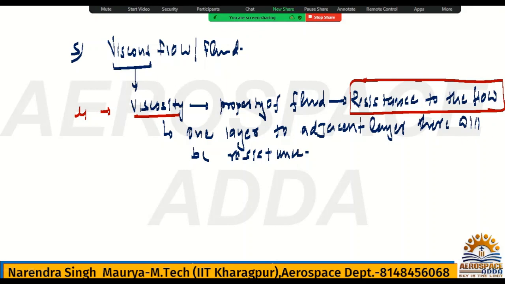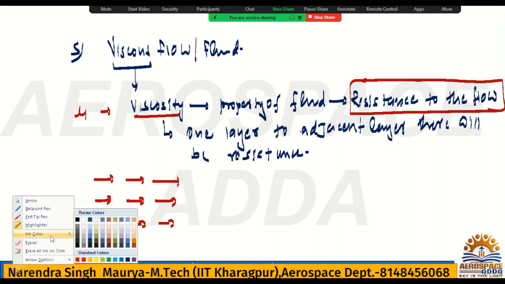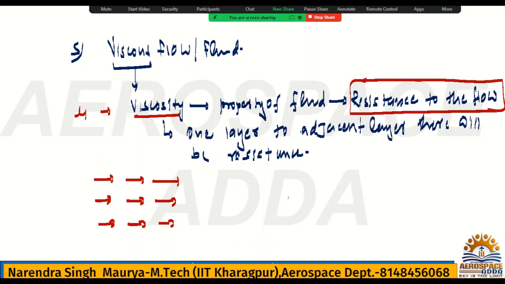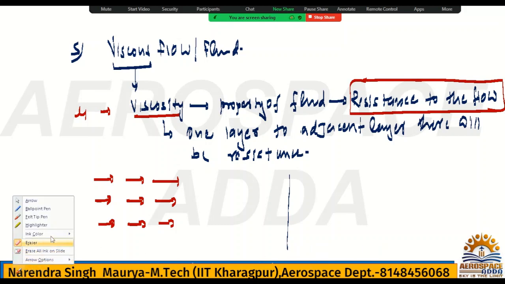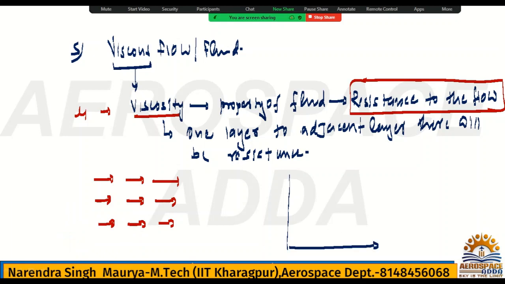Like this, we have a flow field, and this is viscous flow. If I draw the velocity profile for the viscous flow, this is the velocity profile for the viscous flow. If I draw it, it comes like this. Check.